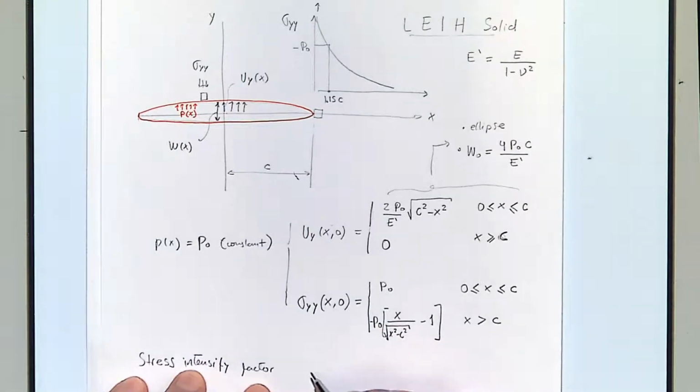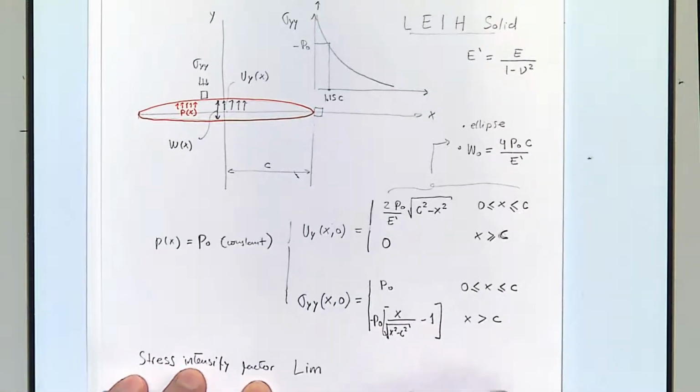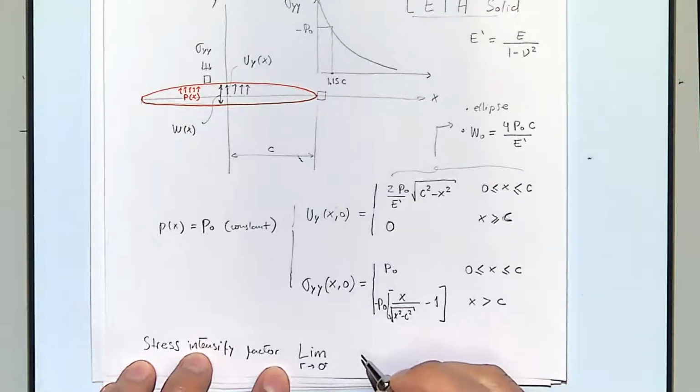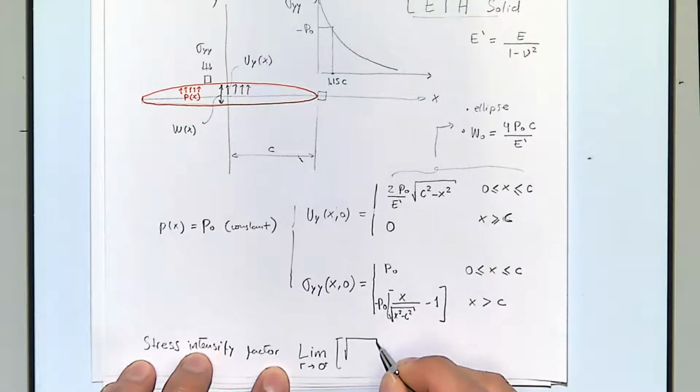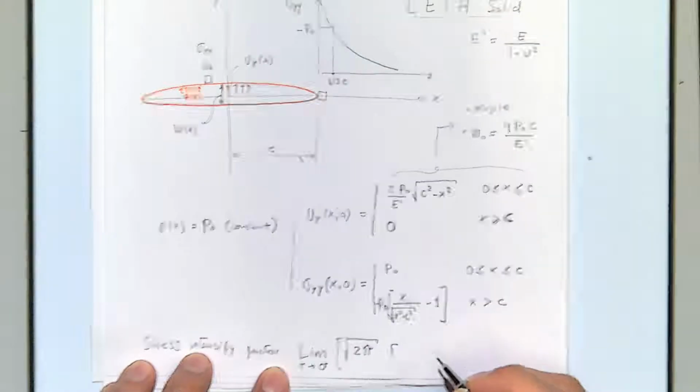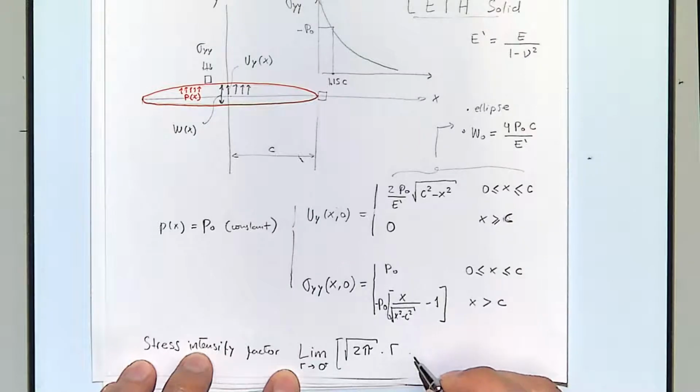is going to be the limit when R tends to 0 from the right of, let's see if I remember this equation, the square root of 2 pi times R, square root of that as well.